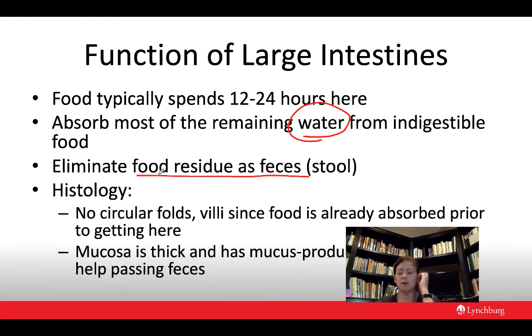So in terms of histology of the large intestines, there are no plica circularis here. There's no villi here because the food has already been absorbed prior to getting here. We don't need it in the large intestines. What we do have, though, is another very thick mucosal layer with goblet cells that are responsible for producing mucus, because all that feces needs a little help in order to be excreted from our body. And so that's what the mucus in the large intestines is going to help us do.